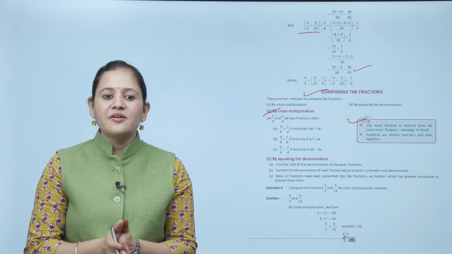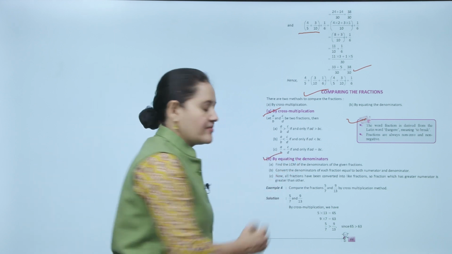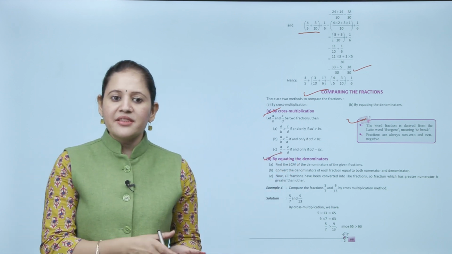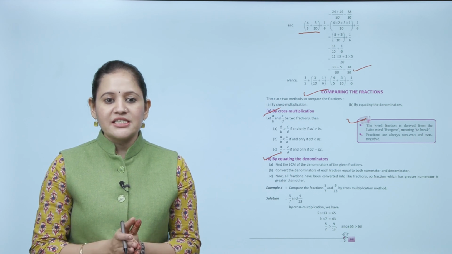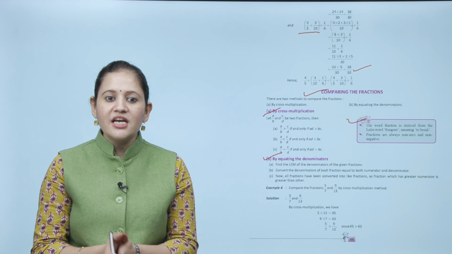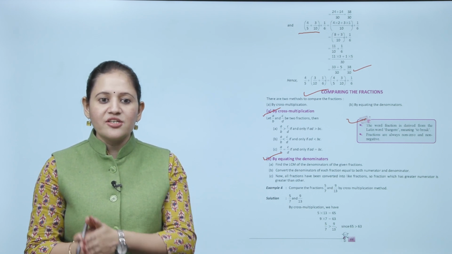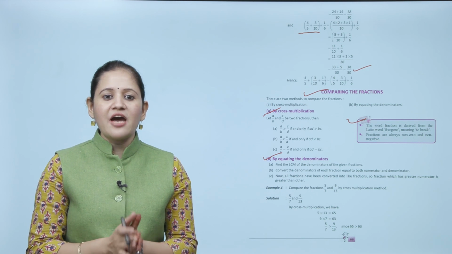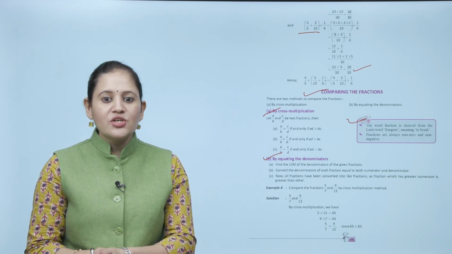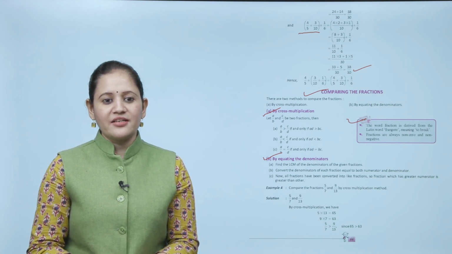Clear? Next, by equating the denominator. That is one more method of comparing fractions. In this method, find the LCM of the denominators of the given fractions. Convert the denominator of each fraction equal by multiplying both numerator and denominator. Now all the fractions have been converted into like fractions. So the fraction which has the greater numerator is greater than the other.